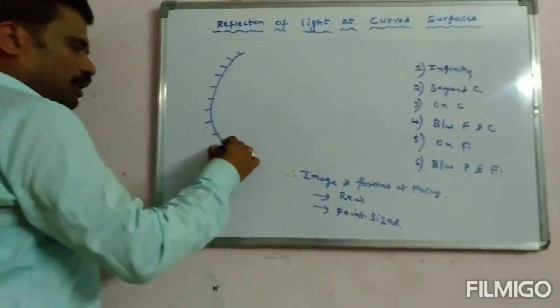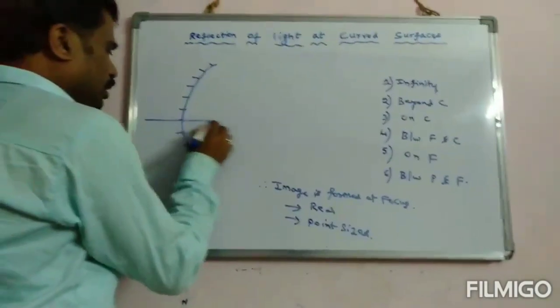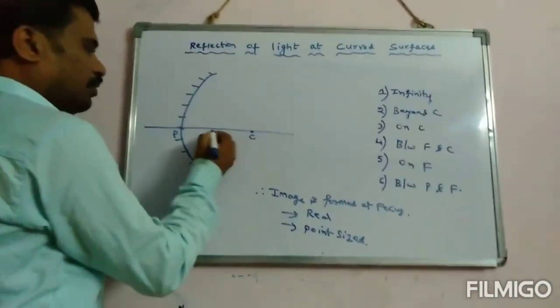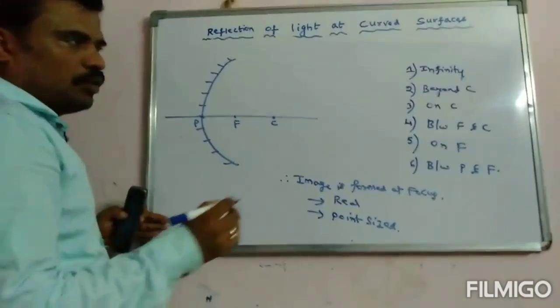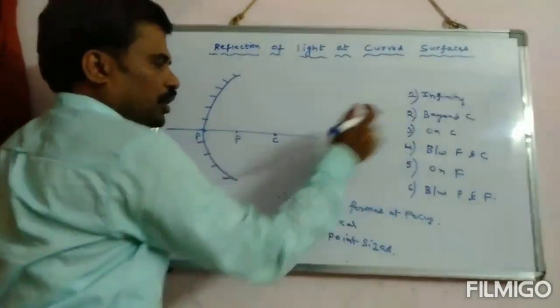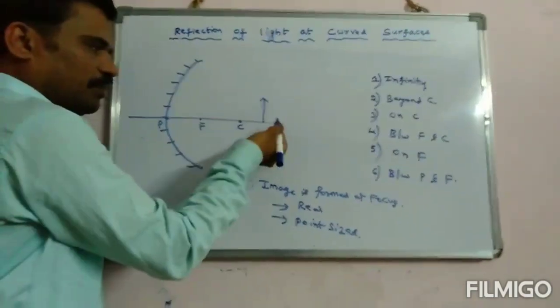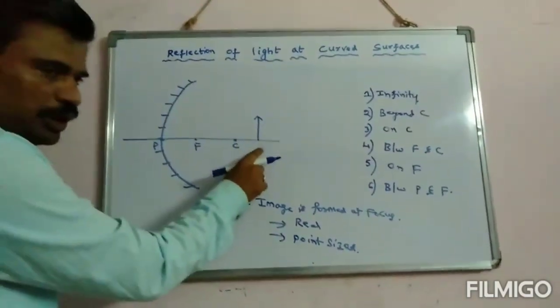Again I have drawn the concave mirror, principal axis, pole, center of curvature, focus. Now where do we have to place the object? Beyond C. Beyond C means after C. After C, how to place the object? Here I am showing the object.